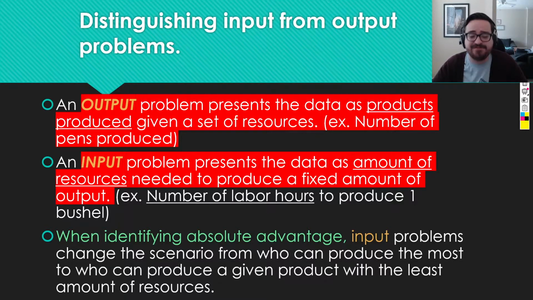It's not because the definition of absolute advantage has changed. Absolute advantage is still who can produce the most given the same amount of resources. It's just when resources are the variable, which is what's happening in an input problem, who can produce the most would be who uses the least of the resource. And don't worry, I have extra examples to show you how that works.